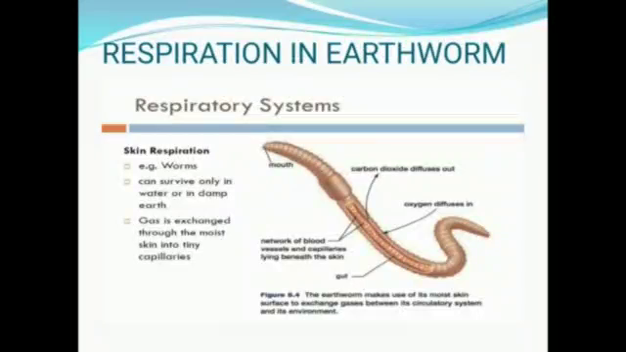Why? Because earthworms survive only in water or sometimes in damp earth, and gases are exchanged through the moist skin into tiny capillaries. A network of blood vessels and capillaries lies beneath the skin, so gases can easily pass through it. Similarly, carbon dioxide diffuses out through the skin and oxygen diffuses in through the skin.